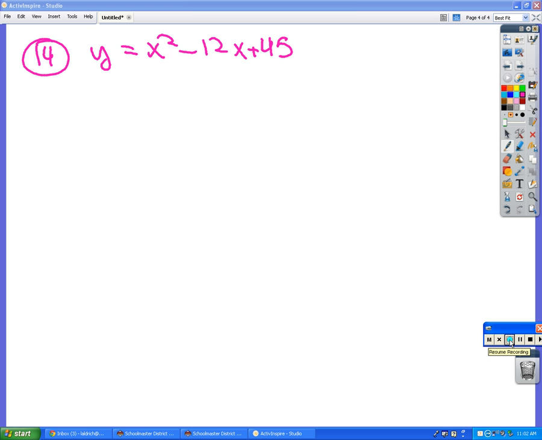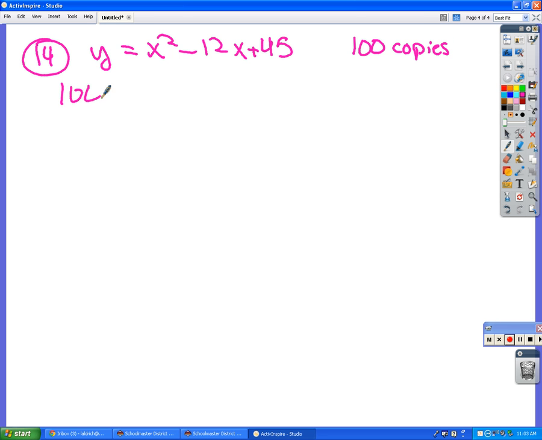All right, next one, number 14, same kind of deal. It says the equation y equals x squared minus 12x plus 45 models the number of books y sold in a bookstore x days after an award-winning author appeared at an autograph signing reception. What was the first day that at least 100 copies of the book were sold? So where does the 100 go? Goes in there for the y.